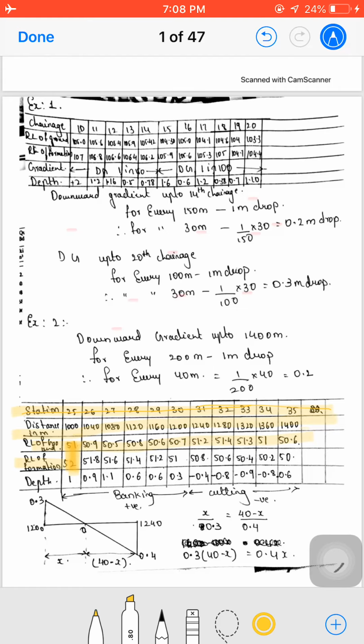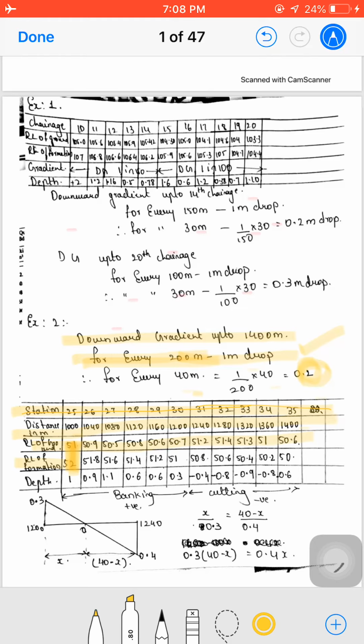They have mentioned that it is in a downward gradient of 1 in 200. So that means downward gradient of 1 in 200 up to 1400 meters. For every 200 meters there is 1 meter drop since it's a downward gradient. We need to calculate for every 40 meters, so it will be 1 by 200 into 40, that will be 0.2. So we have got the drop as 0.2.